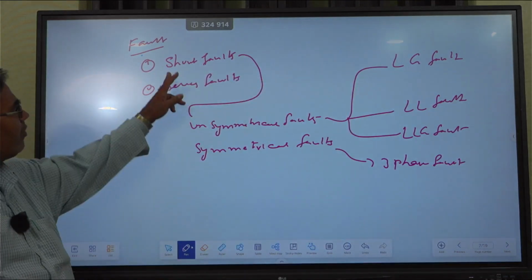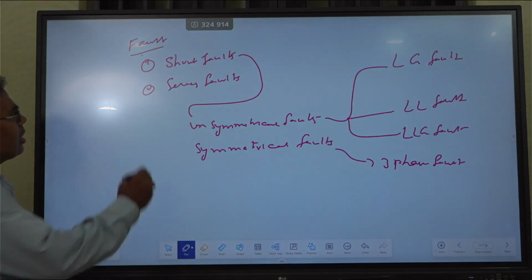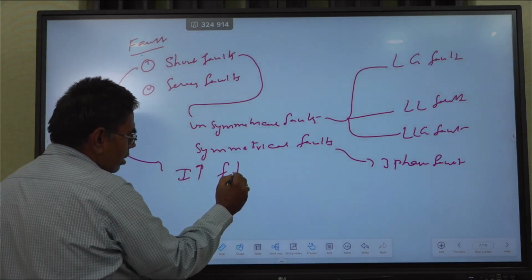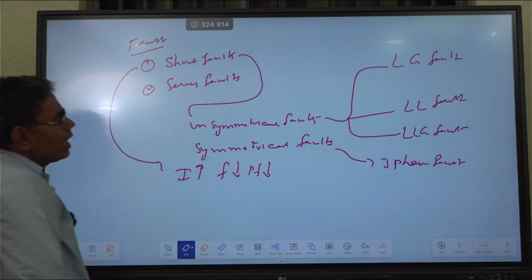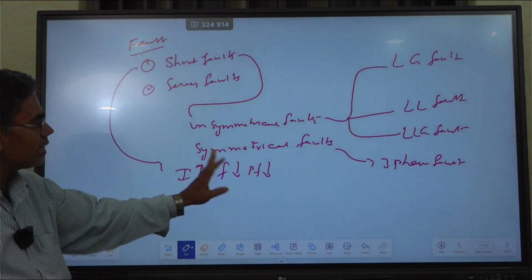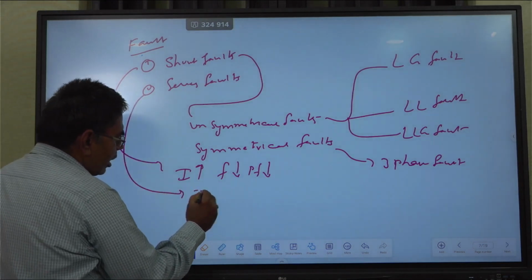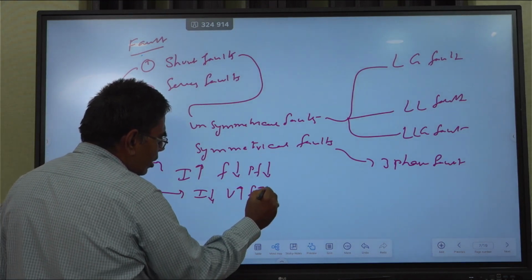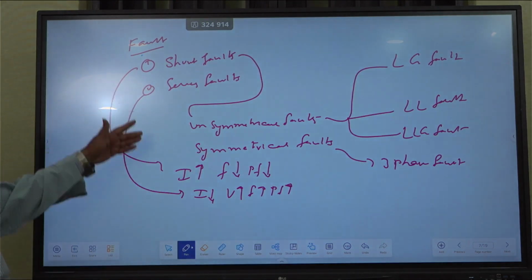In case of shunt faults, the current increases, while the voltage, frequency and power factor decrease. Whenever a fault occurs in a shunt fault, only the current increases, and frequency and power factor decrease. In the opposite direction, in case of series faults, the current decreases, and the voltage, frequency and power factor increase. These are the characteristics of series and shunt faults.